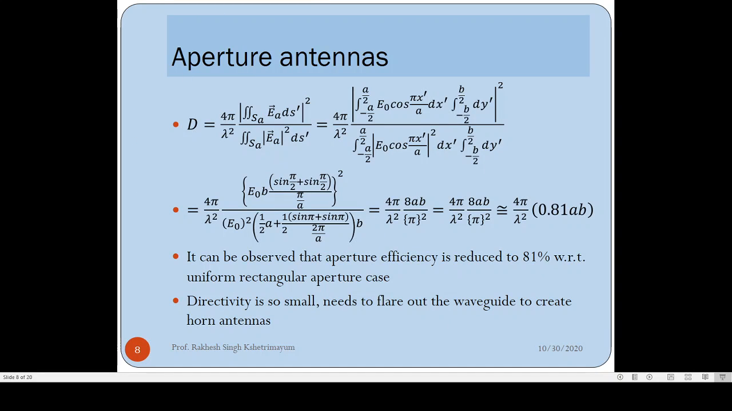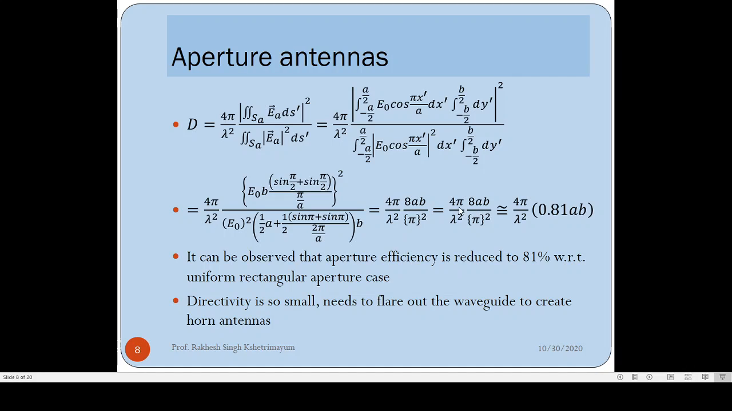We can also find the directivity of this open-ended waveguide. That's the usual formula. You have 4 pi by lambda square. You do integration of the aperture electric field, take the square of that, and you divide by the integration of the square of the aperture electric field. We can do a simple derivation here. After making all this calculation, the final answer is 4 pi by lambda square 8ab by pi square.